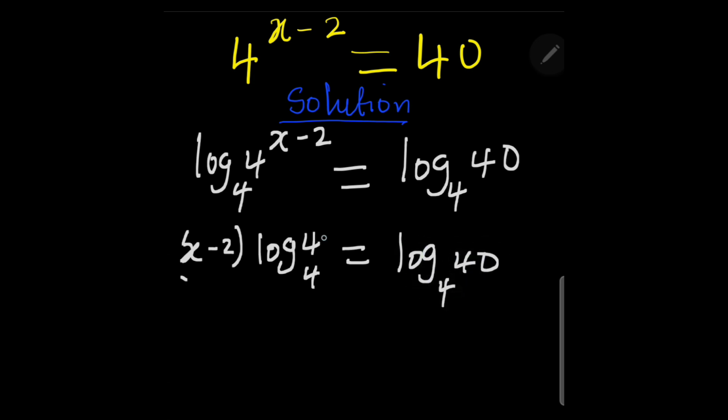Now, the next thing we're going to recall: whenever you have a log of a number to its base, when the number, which is the term, and the base are the same, then everything is going to be equal to 1. So log of a to the base of a is equal to 1, because the term and the base are the same. This is one of the properties of logarithm. So we apply this property here, so that log of 4 to the base of 4 is the same as 1. Then 1 multiplied by x minus 2 is the same as x minus 2, which is equal to log of 40 to the base of 4.